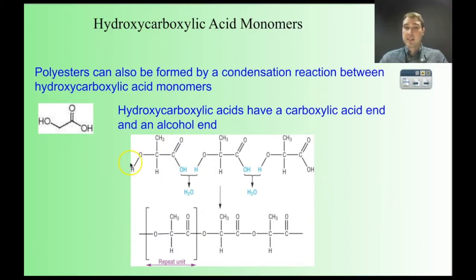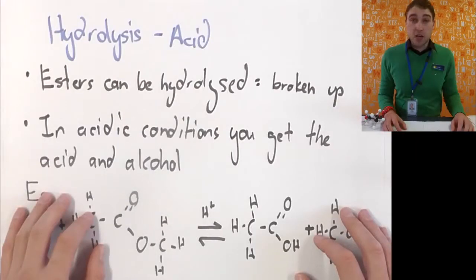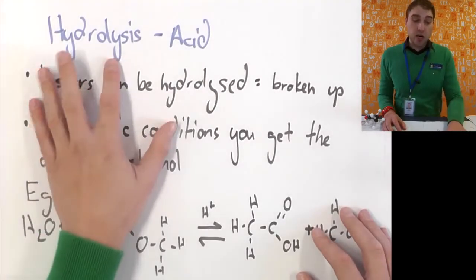So here we have lactic acid, and we're making polylactic acid. Lactic acid molecules have an alcohol group at one end and a carboxylic acid group at the other. You can react those together and you get polylactic acid. And remember, every single time you do this, you get a water molecule coming out because it is a condensation reaction. Once you've made an ester, you can break it up again, and that process is called hydrolysis.